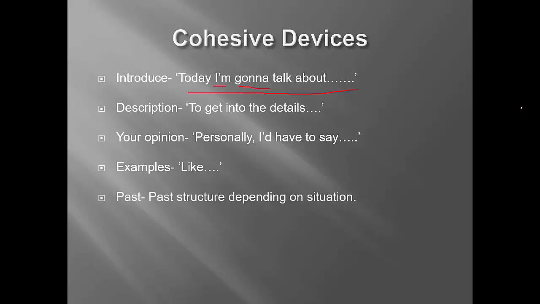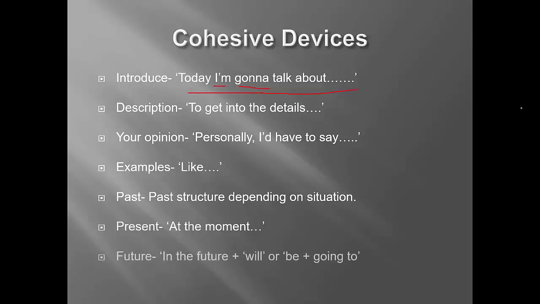Past, a past structure depending on the situation. There are many different ways you could say it, you could just say in the past, or back in 2014, or something like that. And present, at the moment, or presently, or something like that. And future, in the future, plus will or be going to, to talk about what you're going to do in the future. So all of it, you'll probably know these already, and you have these within your language capability already, or something like them.